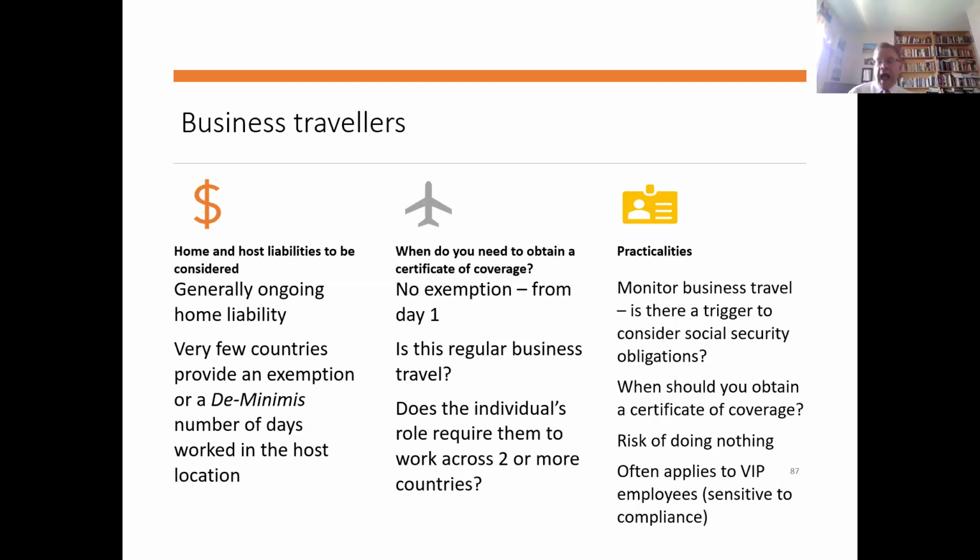Monitoring where and when your expats or executives are working overseas, and a trigger internal policy about when you should obtain a certificate of coverage. So where you've got a person working 60 days on a rig abroad, I would be looking for a certificate of coverage way over the 30 days. And VIP employees, obviously there is more sensitivity to compliance there.